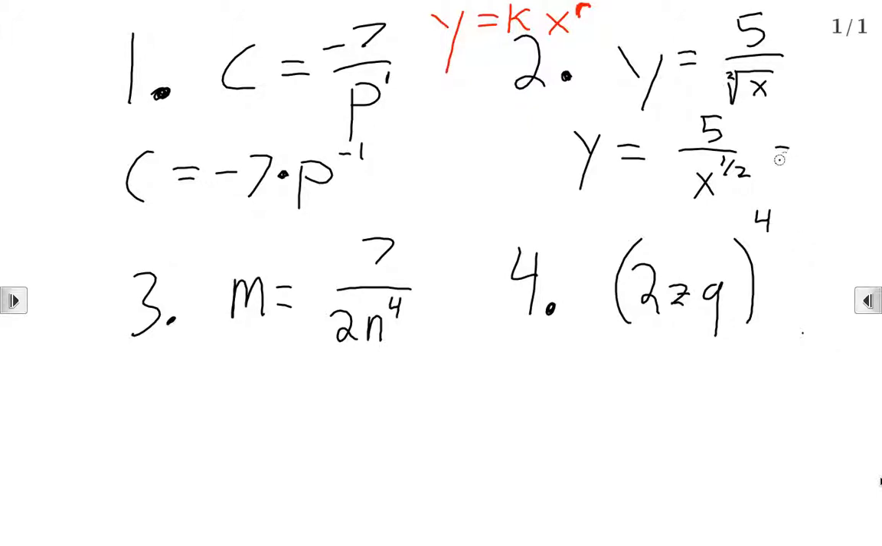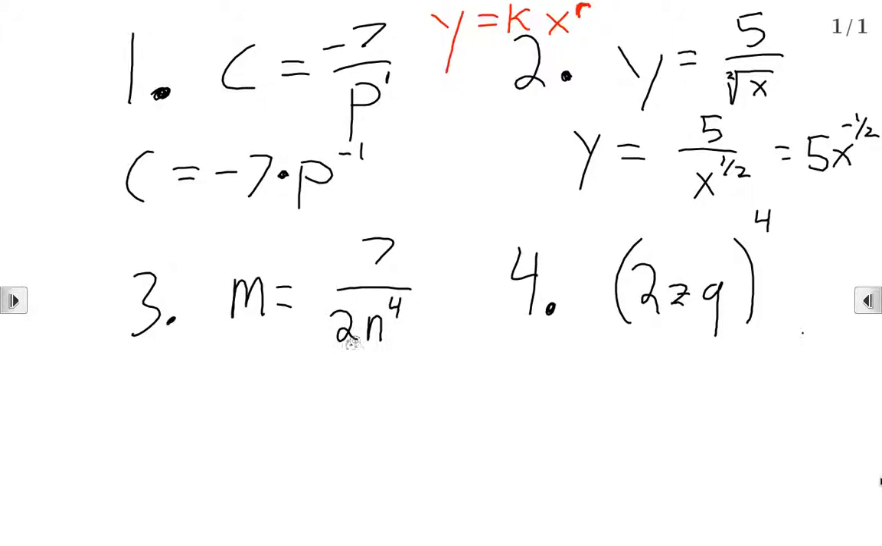And now we're just going to get rid of the fraction by using the same property that we used in number 1. Instead of saying 5 divided by x to the 1/2, we're going to say 5 times x to the -1/2. And so now we've got that shape. We've got y equals a number, an independent variable, and an exponent. So kx^r.